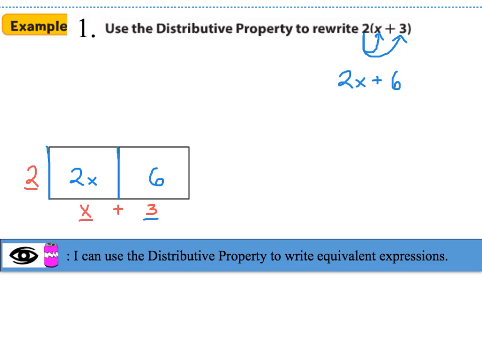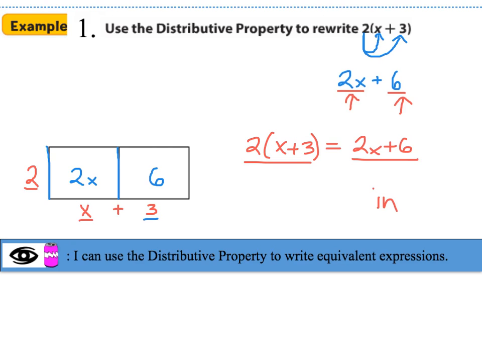So please know that you cannot combine the 2x plus the 6 because these two terms are different. This term has an x, this term has no x. So you cannot combine them. I can write my final answer like this. 2 times the quantity of x plus 3 is equal to 2x plus 6. Both expressions are equal, even though they look different. The inside of the model is equal to the outside of the model.